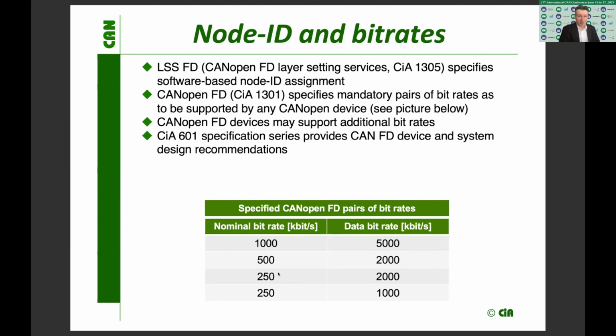That is to know with the testing itself. CANopen FD bit rates are different than in CANopen. In CANopen we have eight bit rates to choose from, and at least one should be supported. Shall be supported.